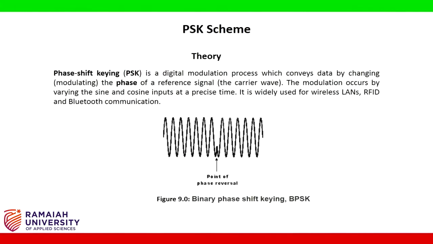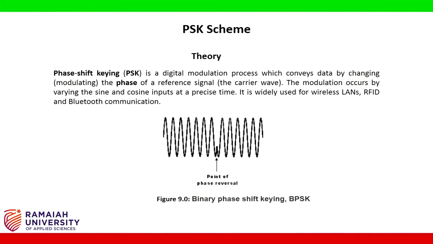Phase shift keying is a digital modulation process which conveys data by changing or modulating the phase of a reference signal or the carrier wave. The modulation occurs by varying the sine and cosine inputs at a precise time. It is widely used for wireless LANs, RFID, and Bluetooth communication.